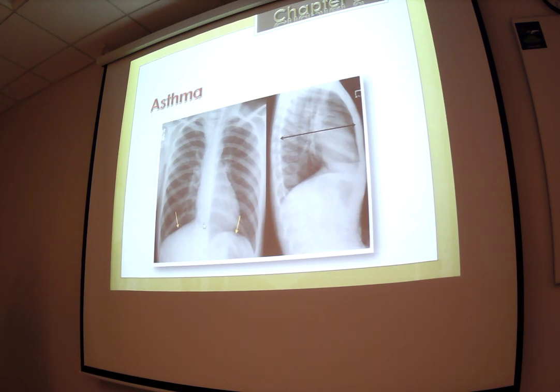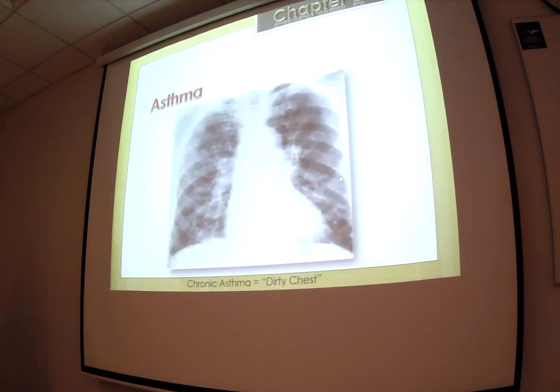Here you can see that flattening of the diaphragm, that barrel chest appearance, unable to get rid of air or increase that lung volume. Here's that dirty chest from all that fibrosis, chronic asthma patients.